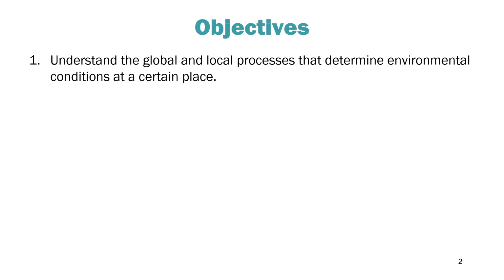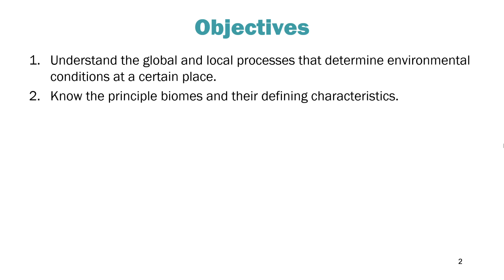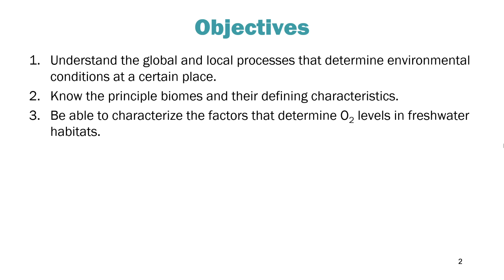Again, these are what you should use when you're studying to help prioritize. First, you should be able to understand the global and local processes that determine environmental conditions at a certain place. Second, you should know the principal biomes and their defining characteristics. The third objective is to be able to characterize the factors that determine oxygen levels in freshwater habitats.